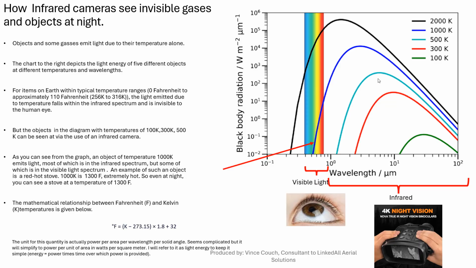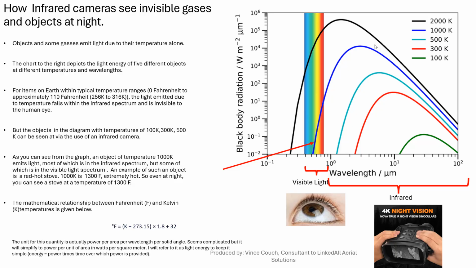How infrared cameras see invisible gases and objects at night. Objects and some gases emit light due to their temperature alone. The chart to the right depicts the wave energy of 5 different objects at different temperatures and wavelengths. Each one of these is a different temperature. This is an object at 2000 Kelvin.